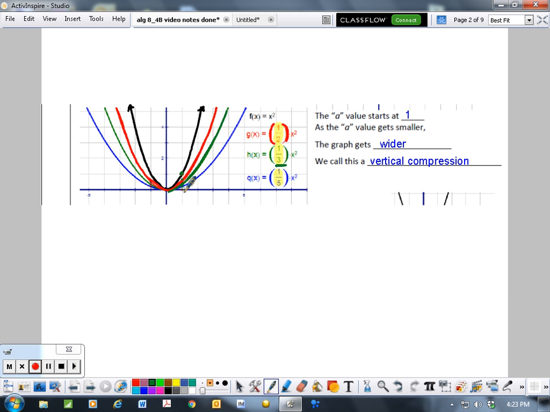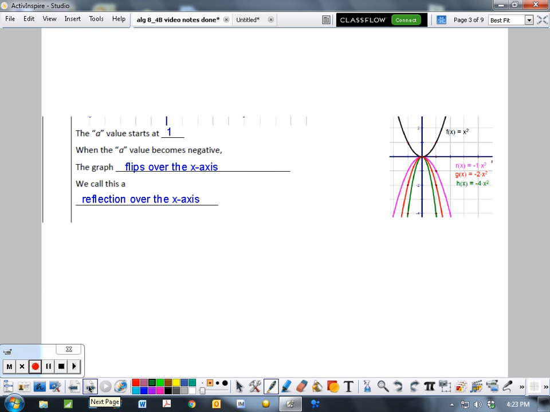Now, when I talk about a value getting smaller, I'm talking about it still being positive. So it starts at 1 and then gets smaller. As long as it's between 0 and 1, then that's going to get wider. But as soon as it gets less than 0, aka negative, now we have a new pattern.